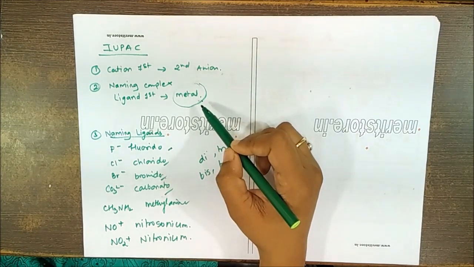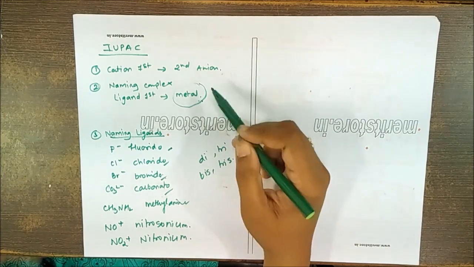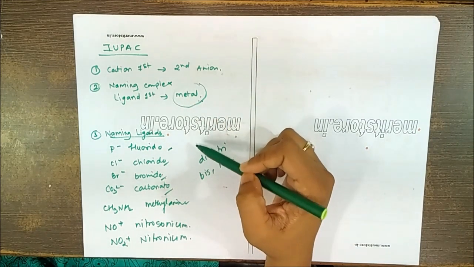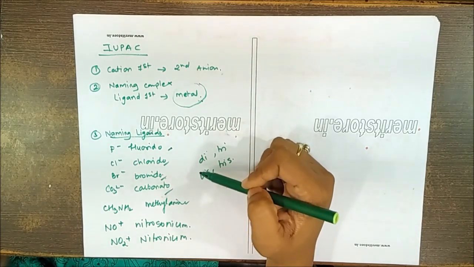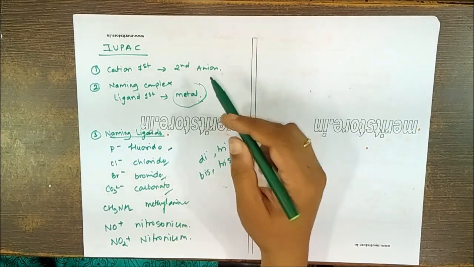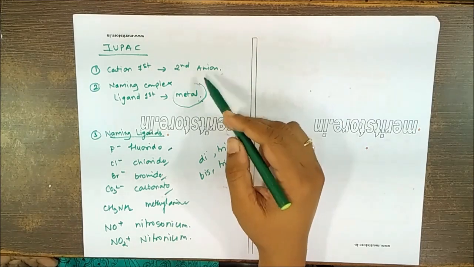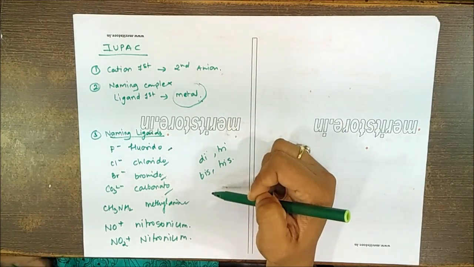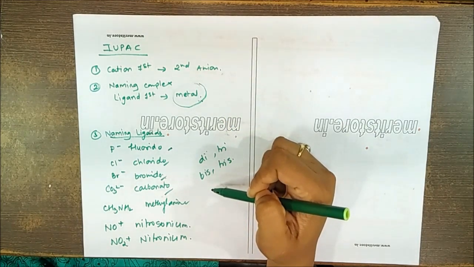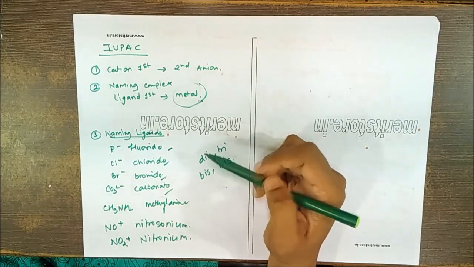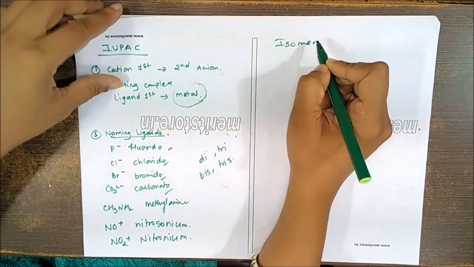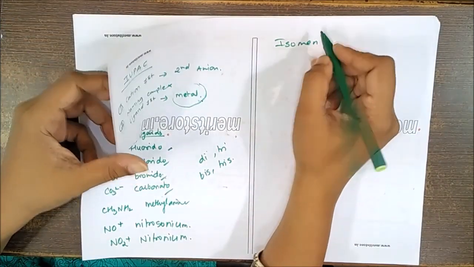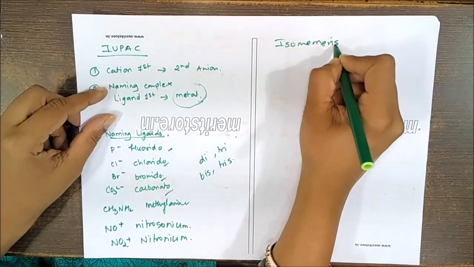So in nomenclature, all these rules have to be followed. We'll see how to utilize these rules when we are solving MCQs related to this. But we have to follow these rules while doing the IUPAC nomenclature. In the next part, we are going to talk about the isomerism of coordination complexes.